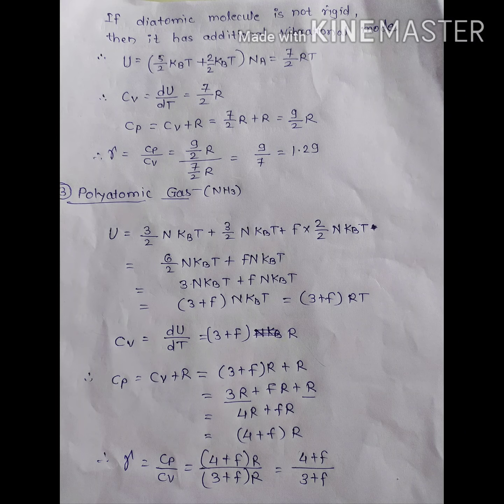Now the ratio of the two specific heats, gamma = Cp upon Cv = (4 + f) R divided by (3 + f) R. R gets cancelled, therefore the ratio becomes (4 + f) divided by (3 + f).